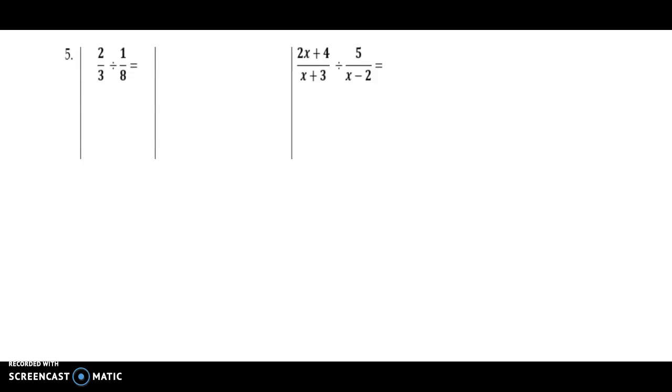All right, now dividing. Remember, when you are dividing fractions, what we're going to do is use the reciprocal and multiply. So here, you're going to end up with 2/3 times 8 over 1. Use the reciprocal of the second term. Then, just like you did, it now becomes a multiplication problem. 2 times 8 is 16. 3 times 1 is 3.